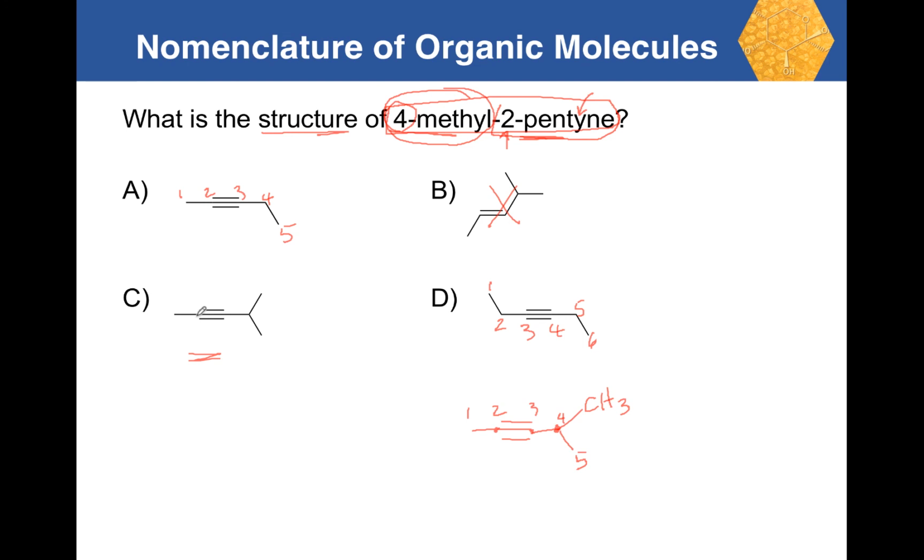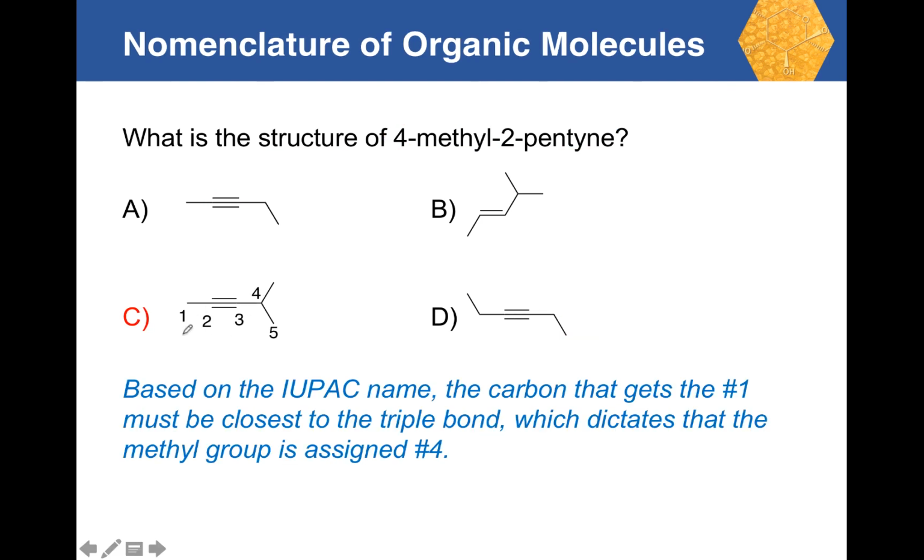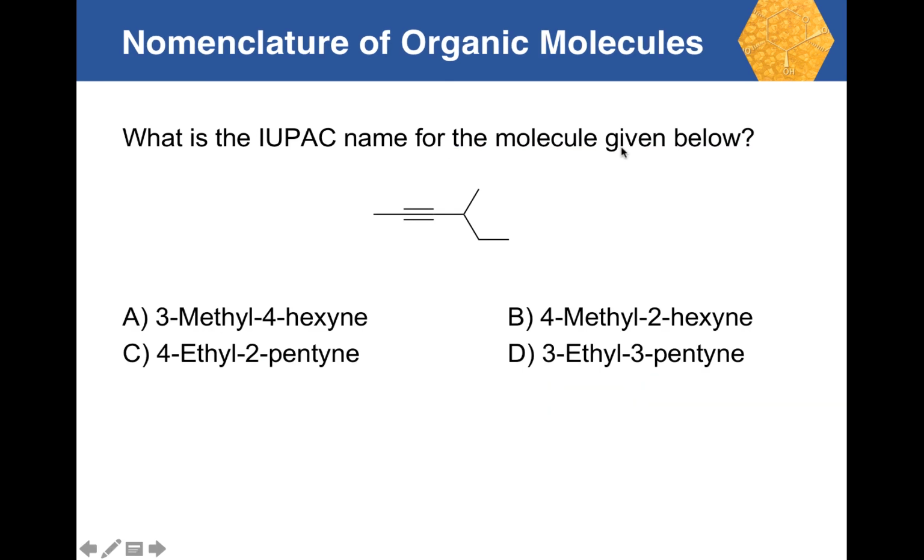So let's see what's on the next slide. So you can see here this is it, because we have 1, 2, 3, 4, and 5, and on number 4 is our methyl group. Carbon number 2 has the triple bond. Don't forget, that's a carbon and that's a carbon. So this becomes the structure given that IUPAC name. You should be able to think in reverse. So if given this structure, can you give the correct name?